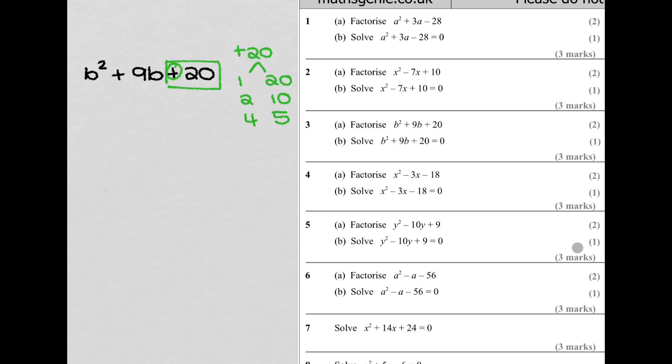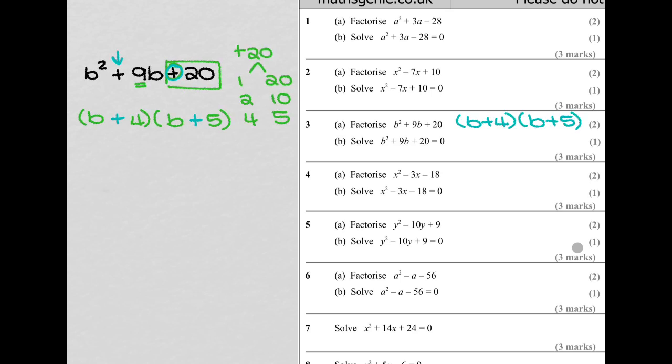So which set add to give me 9? The set that adds to give me 9 are 4 and 5. This last sign is a positive. A positive means the brackets are the same. The middle sign is a positive, which means that they are both positive. So that is the answer to question 3a. You've got b plus 4 and b plus 5.